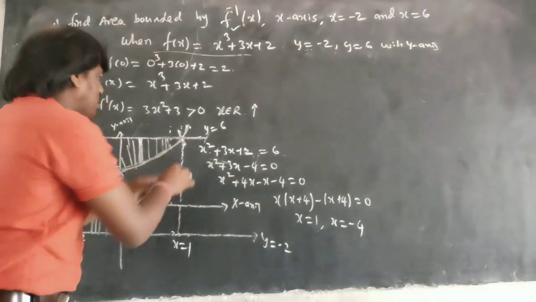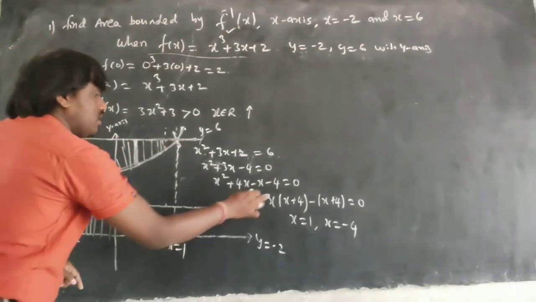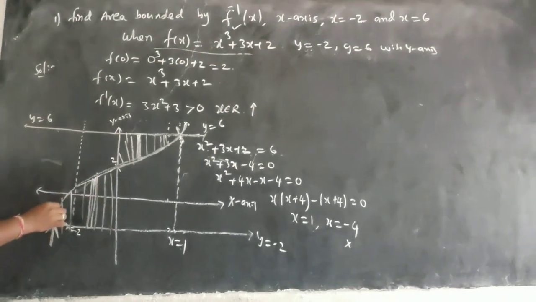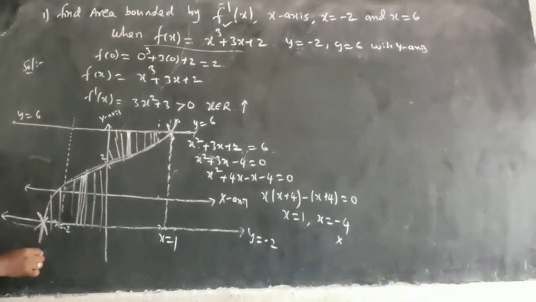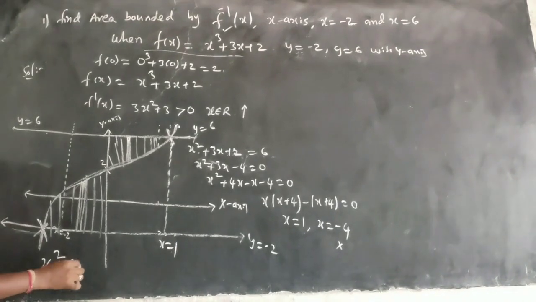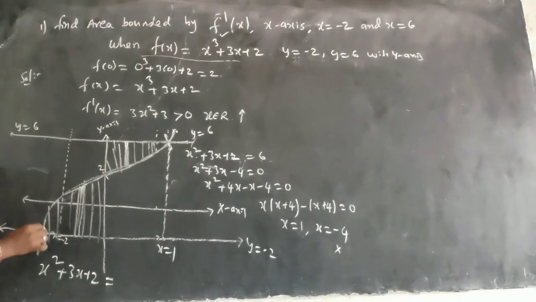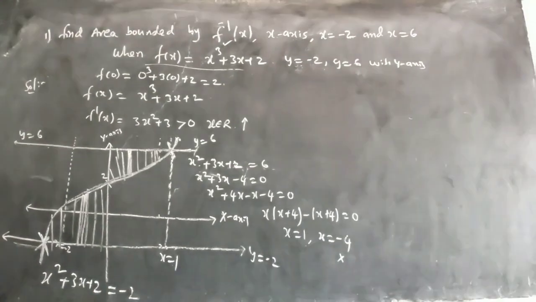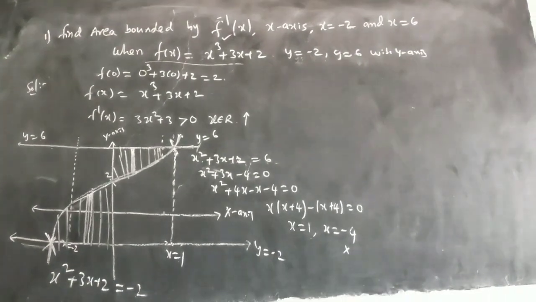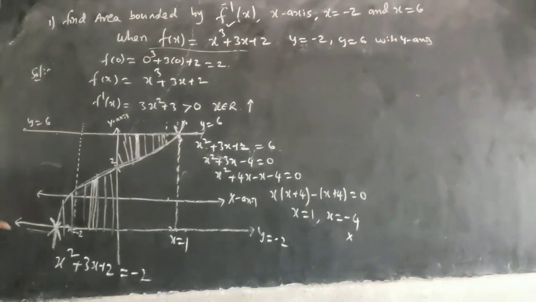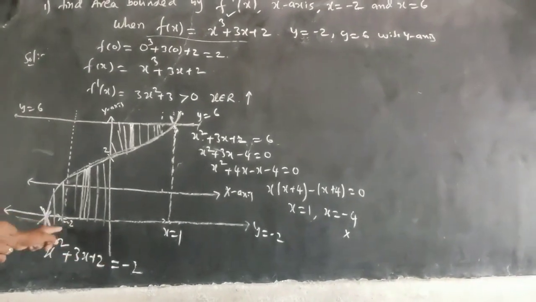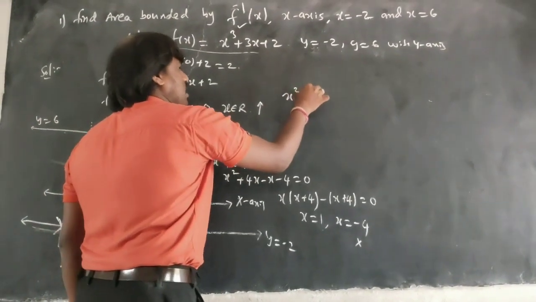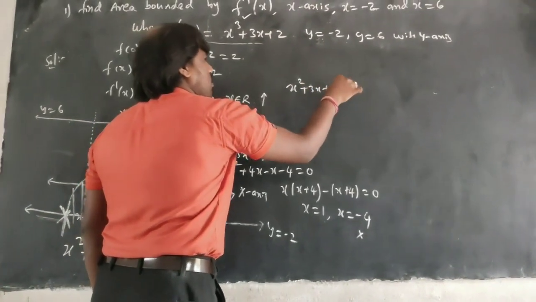From this I got x is equal to 1. The minus 4 cannot be, this is neglected. Now let us find the intersecting point for this other curve. What is this? It is x square plus 3x plus 2, and it is equal to minus 2. So minus 2 comes to this side as plus 2, and I get x square plus 3x plus 4 is equal to 0.